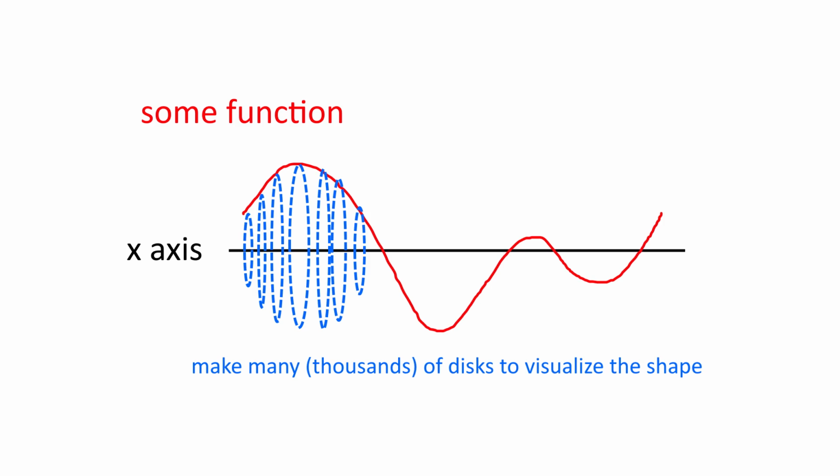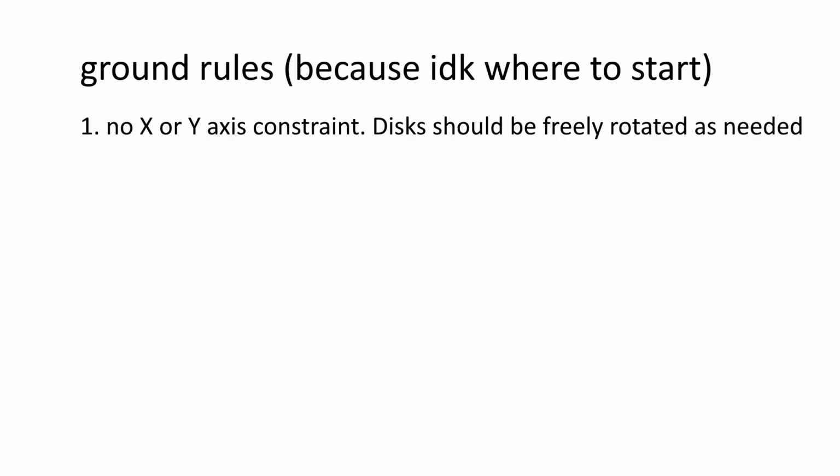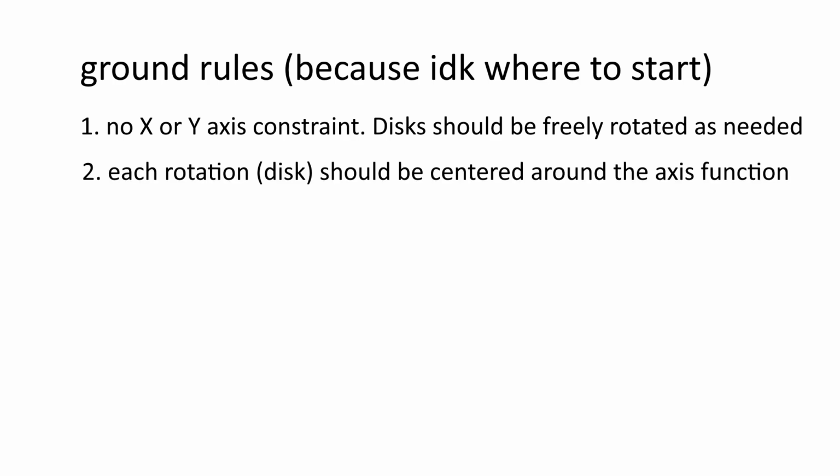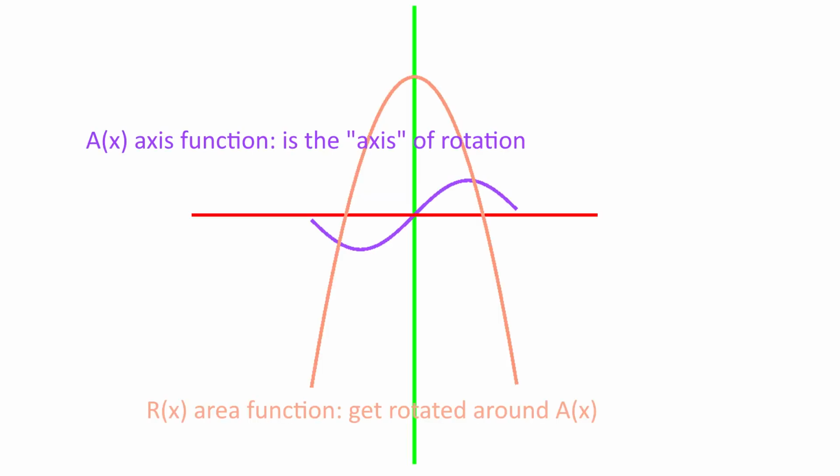Alright, let's get into the actual math. To start, I set a few ground rules that my interpretation must meet. First, the rotating must be unconstrained to the x or y axis, so you can have angled rotations. Second, I want each rotation to be centered around the axis function. And last, I want the interpretation to be able to create normal volumes of revolution as well, so there shouldn't be any funkiness there. Alright, here's my first approach.